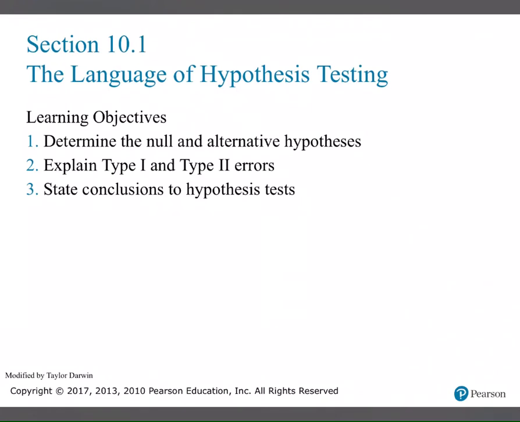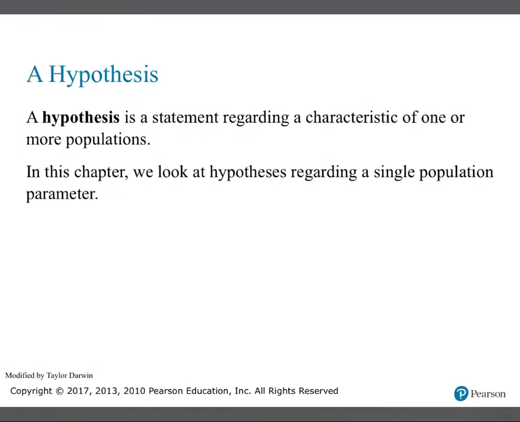Before we do that, we need to go over the learning objectives. Determine the null and alternative hypotheses, explain what a type 1 and a type 2 error is, and then state the conclusions of a hypothesis test. First off, we need to talk about what a hypothesis is. A hypothesis is a statement regarding a characteristic of one or more populations. In this chapter, we're only going to be looking at single populations and parameters.